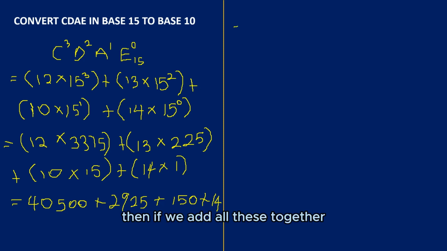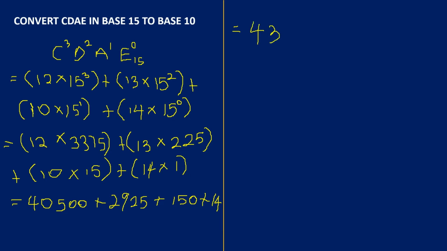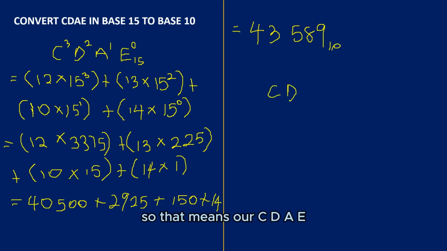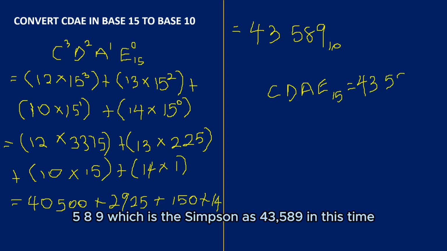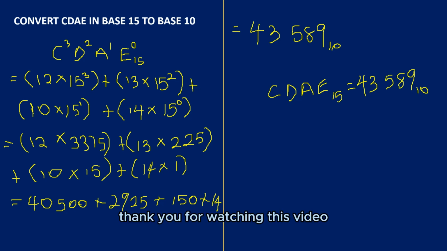Then if we add all these together, we're going to get 43,589 in base 10. So that means our C, D, A, E in base 15 is equal to 43,589, which is the same thing as 43,589 in base 10.